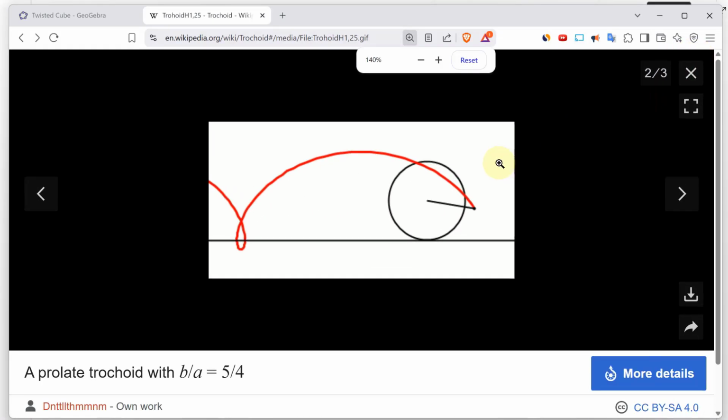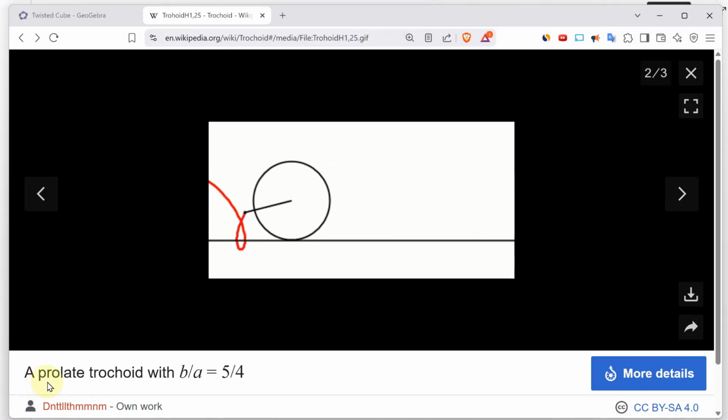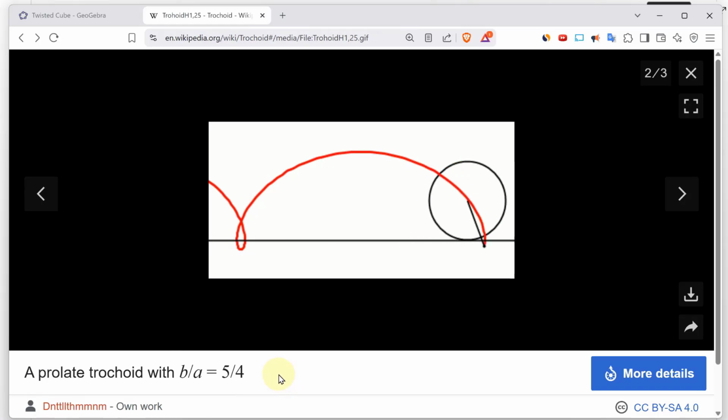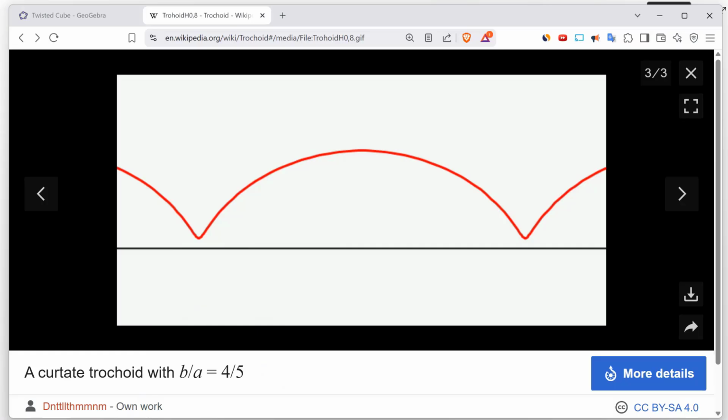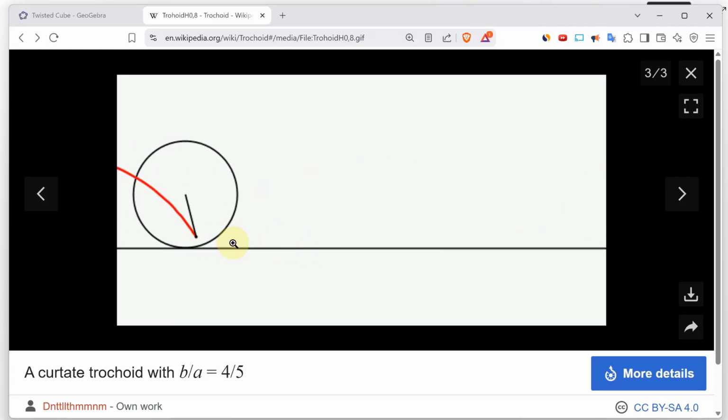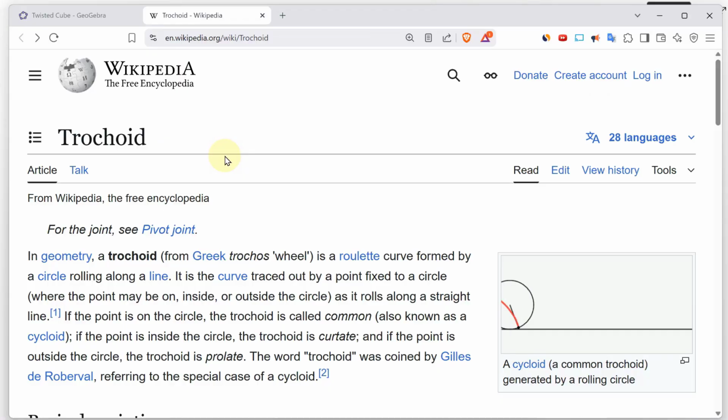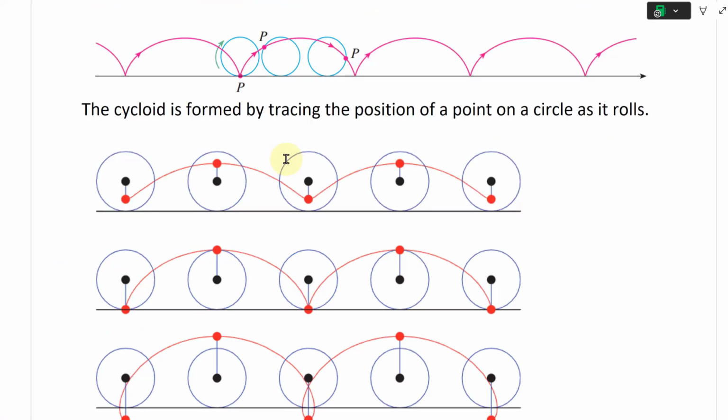Next one, this is a trochoid, but they call it a prolate trochoid, which is basically extending past the circle and looping around like that. And then the other one is a curtate trochoid. This one doesn't loop, it's a point inside the circle. So it goes like that and never touches the bottom. There's no sharp edge or loop. So it's pretty cool stuff. All right, let's continue back. All right, so we have this.